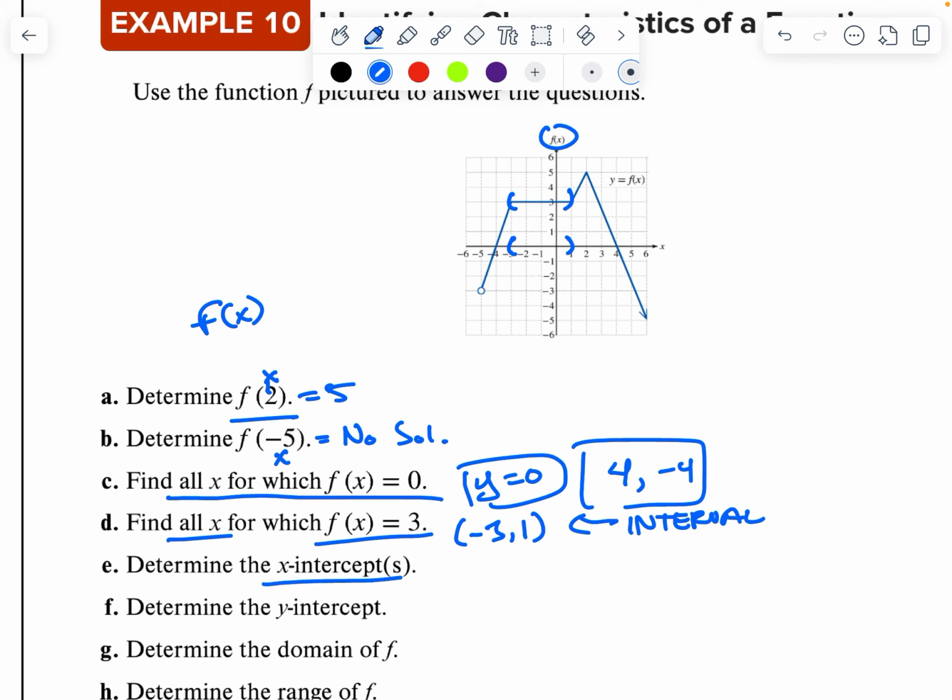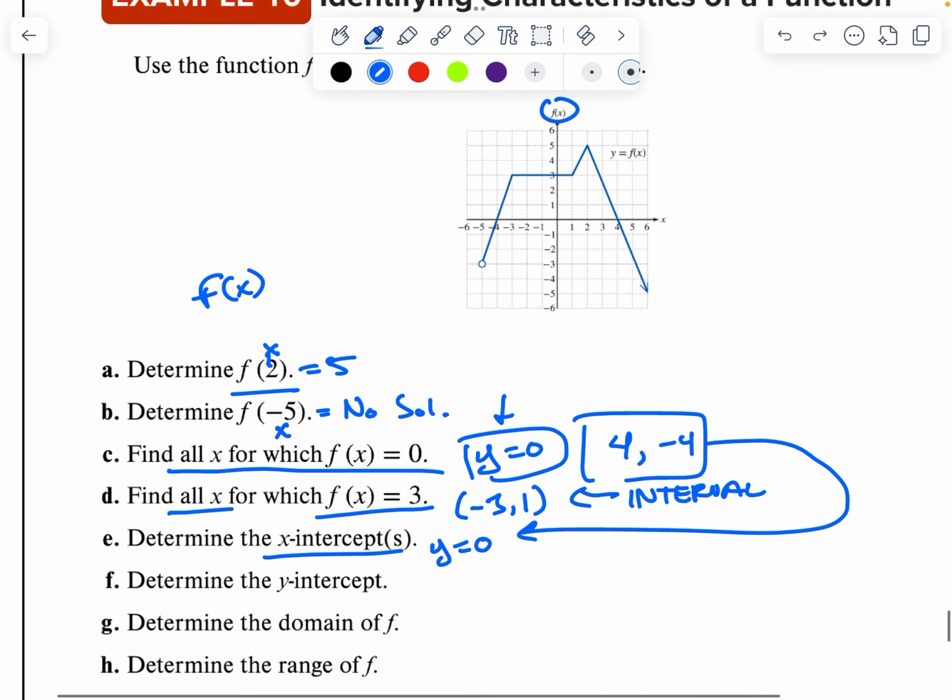Determine the x-intercepts. Remember, the x-intercepts are where y equals 0. Didn't we already do that? We did. These are the x-intercepts. The x-intercepts are where y is equal to 0, and graphically, the x-intercepts are just where it's touching that x-axis. And at negative 4 and 4, it's touching the x-axis. Determine the y-intercept. So that's where x is 0. Where's x 0? Right here. And if we follow that up, y is 3.